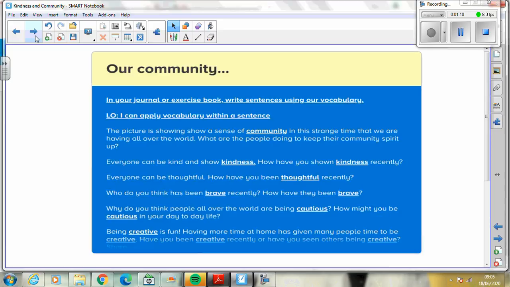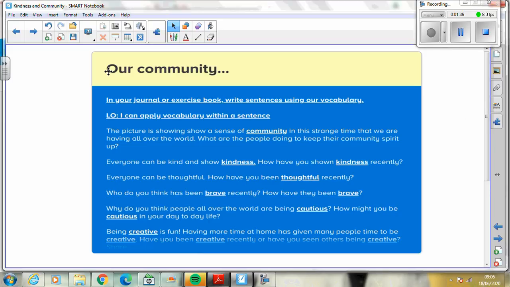So then what I'd like you to do to start with is to take our vocabulary and to write sentences using these words. So at the top of a blank page in your journal or exercise book, here is our learning objective. I can apply vocabulary within a sentence.